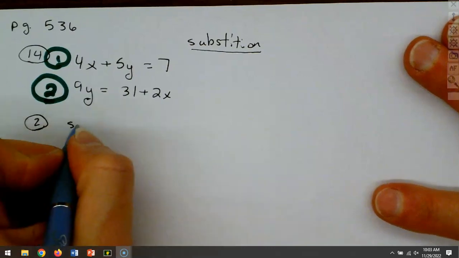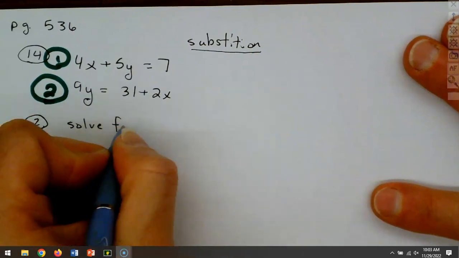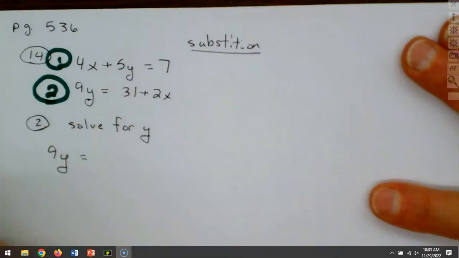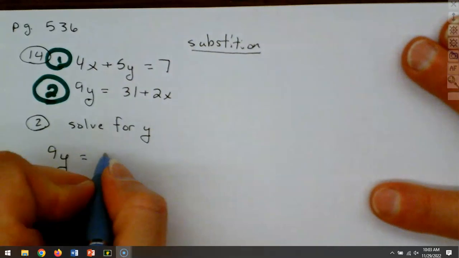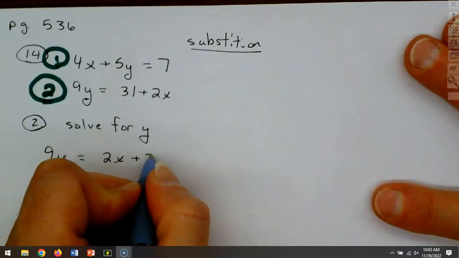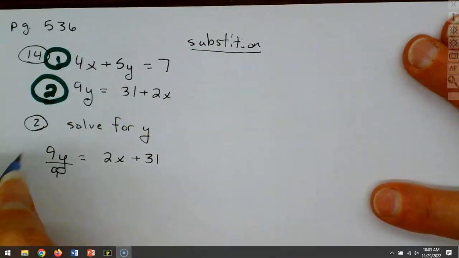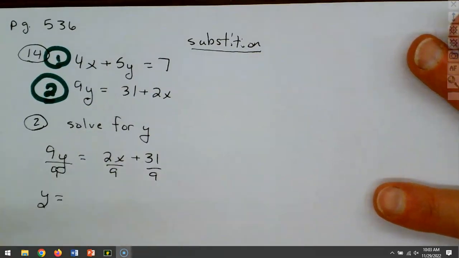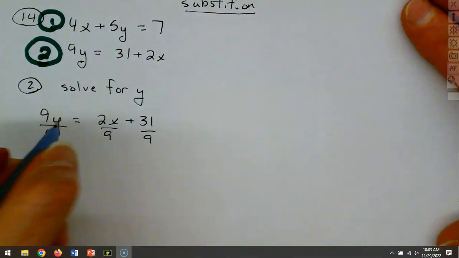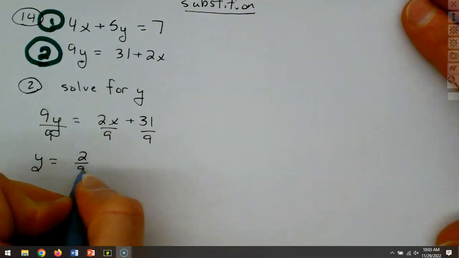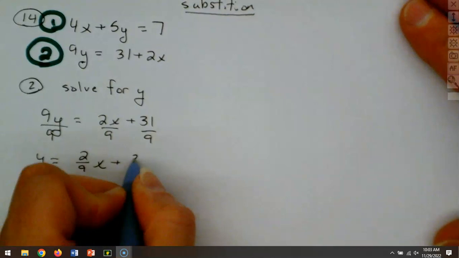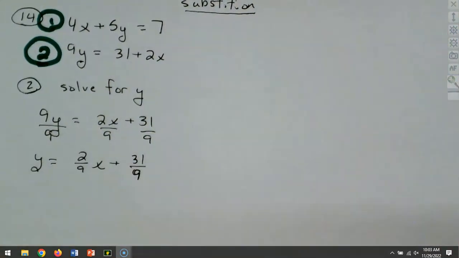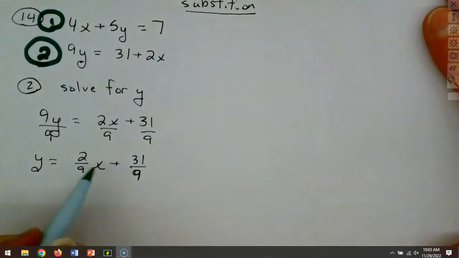So take the second equation and solve it for y. We've got 9y equals, and I'm going to rewrite it as 2x plus 31. And we'll divide by our 9 everywhere. And now we've got y equaling 2/9 x plus 31 over 9. Fractions in this case are unavoidable.